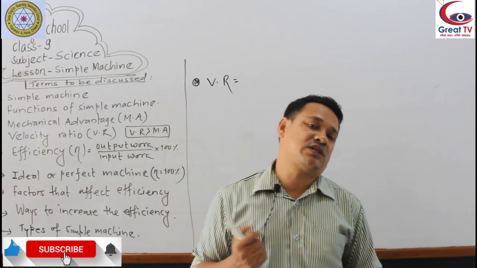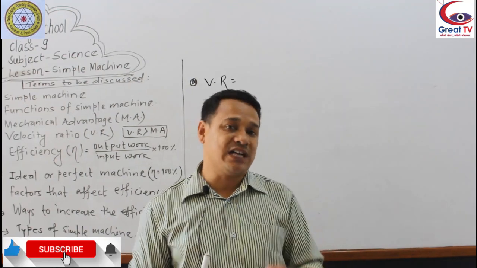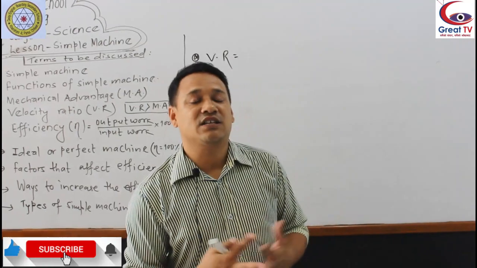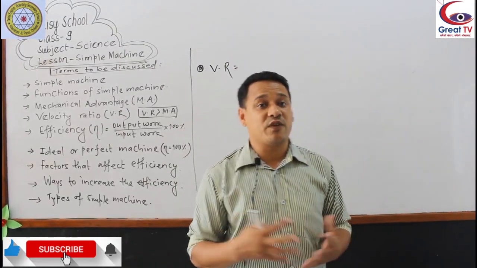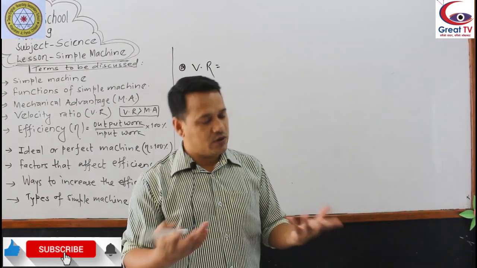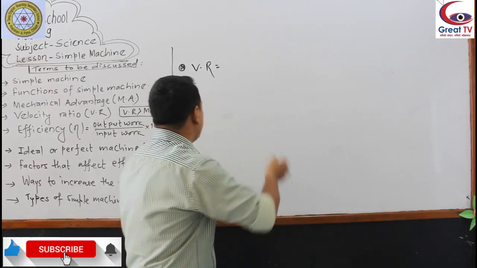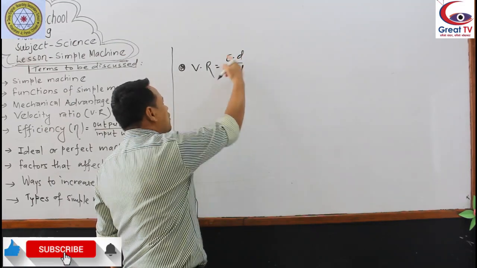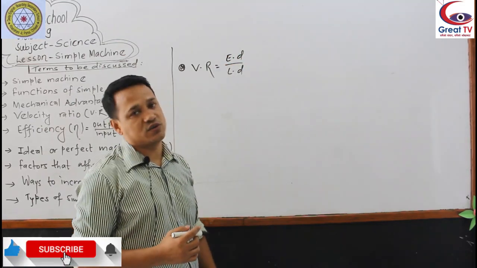Yeah, distance over time taken. So while calculating, you will get effort distance over load distance. That's why in class 7, I think you have read the ratio of effort distance to load distance is velocity ratio. Okay, you can define velocity ratio, VR equals ED by LD. Effort distance by load distance, you can use, no problem.